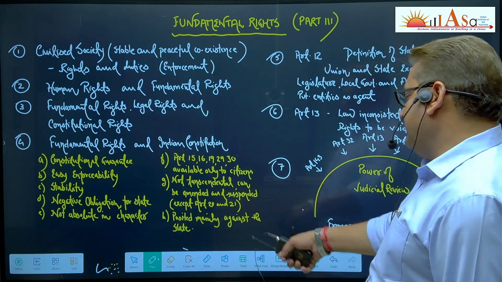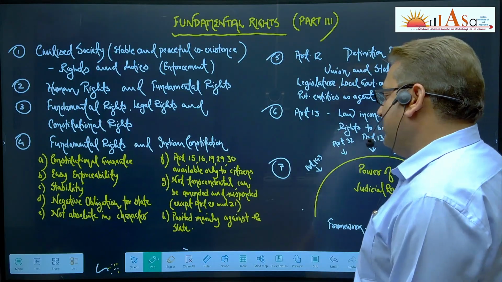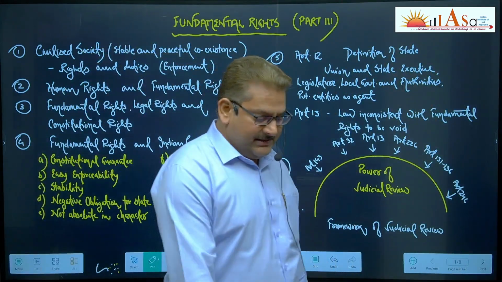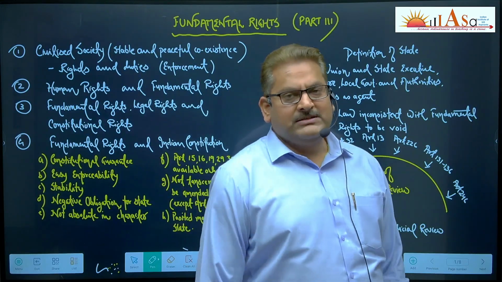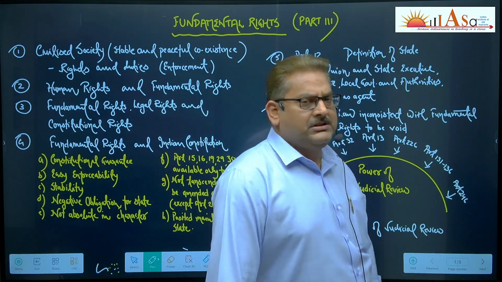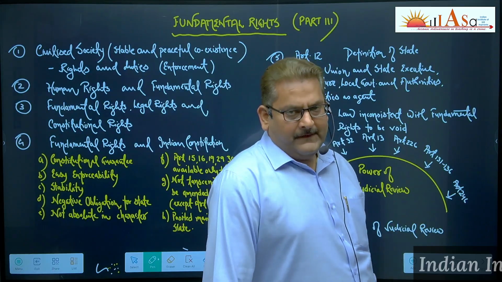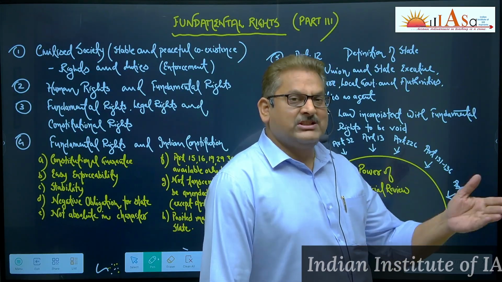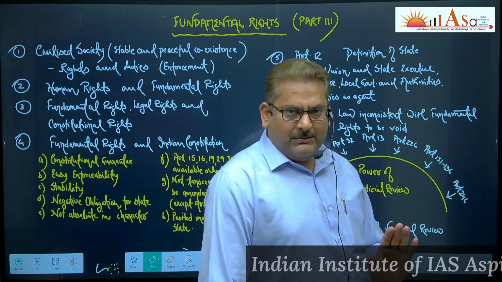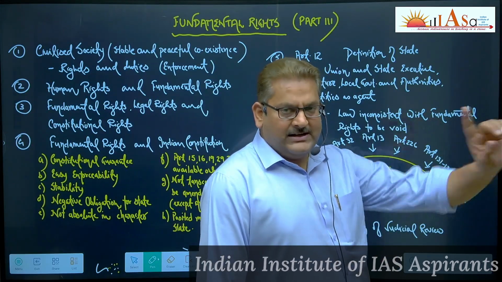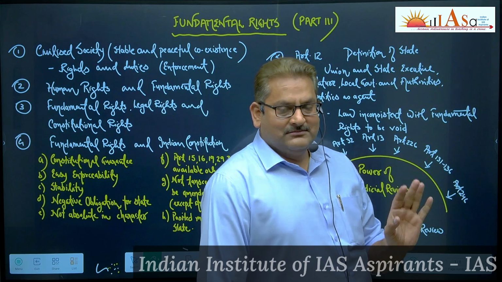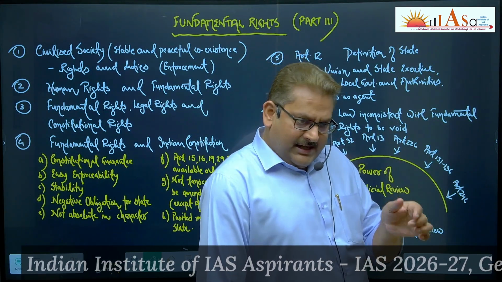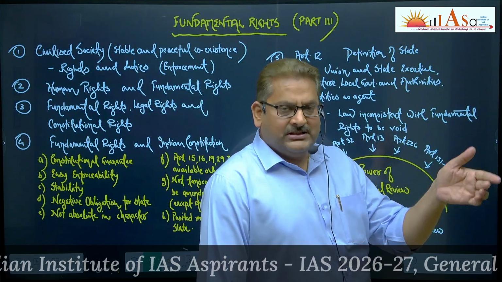And one more thing, it is posited mainly against the state. You enjoy fundamental rights mainly against the state. But there are some fundamental rights which you enjoy against private individuals, citizens, and institutions as well. Are you getting a point? You enjoy fundamental rights against the state, but there are certain fundamental rights which you enjoy against the state as well as private individuals, citizens, or institutions.